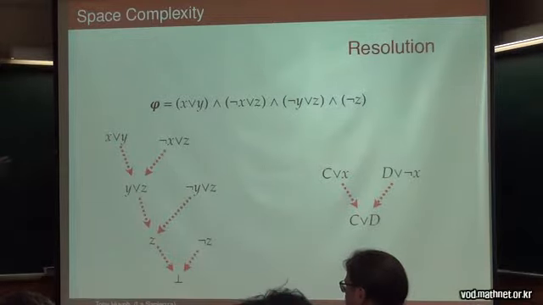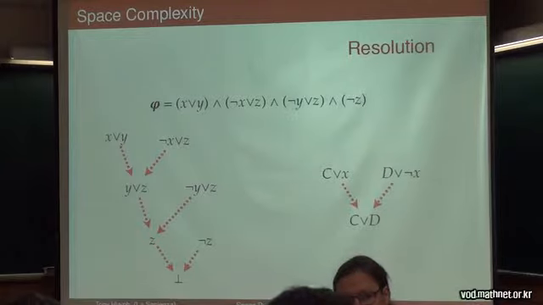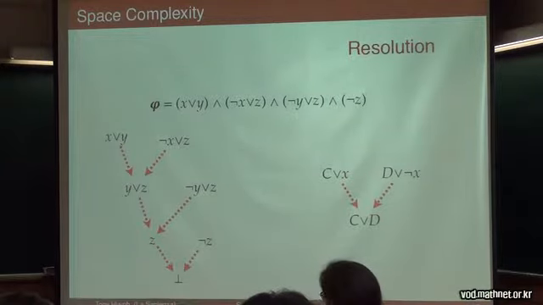So if both of the parents are pebbled, then this vertex becomes pebbled, and you want to place pebbles at the beginning so that this bottom vertex eventually gets pebbled with as few pebbles as possible. What is n? n is the number of variables.